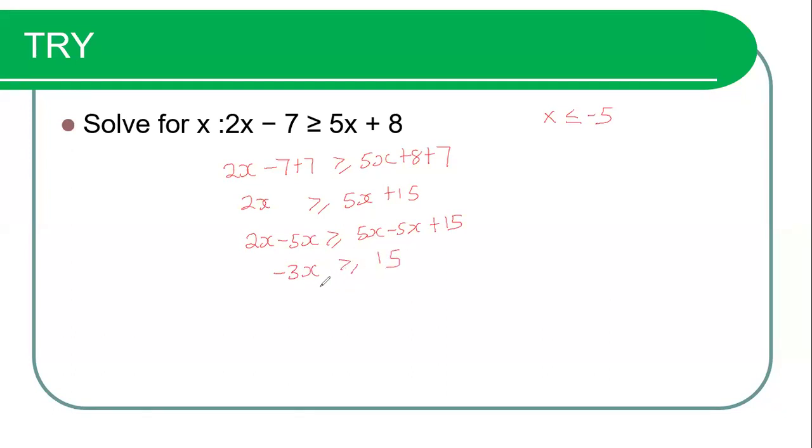So we have said that the moment you reach a point where you are going to be dividing by a negative, change the sign. So I'll say -3x out of -3 less or equal to 15 out of -3. So the -3 and the -3 will reduce, and we remain with x less or equal to -5. So those who were getting -3, kindly check. So that is it. We are going to continue.